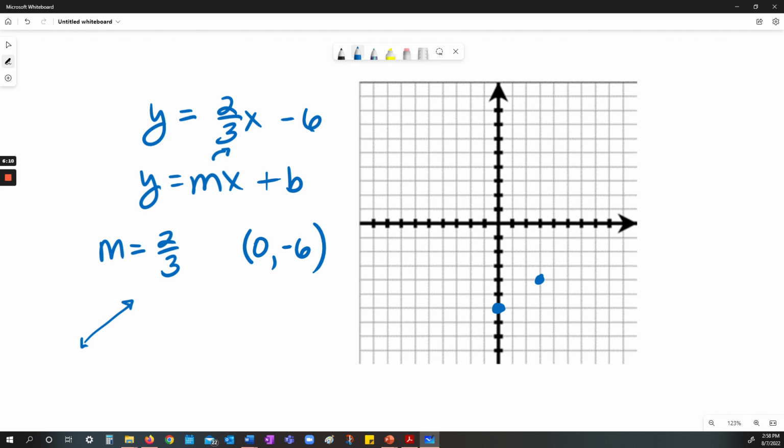So up 2, right 3, and there's another point. When I'm doing this by hand, not on a computer, I like to do a few points. So up 2, right 3. I think it makes it easier to draw. But if you're on My Open Math, then you probably only need 2 points. And there we have it. So that's using the slope-intercept form to graph a line, or vice versa, to come up with the equation of a line.